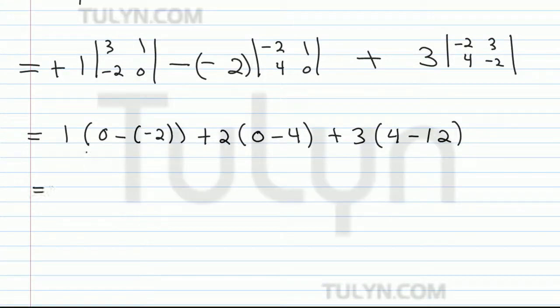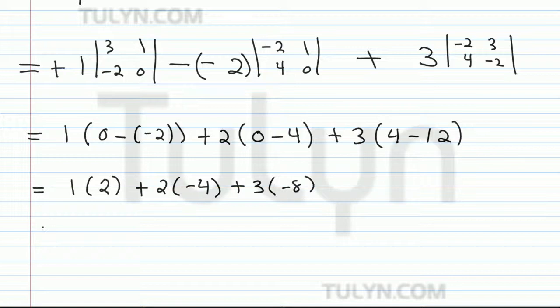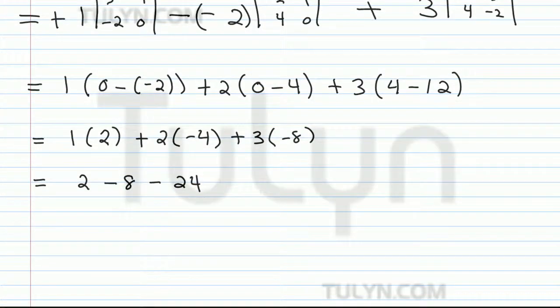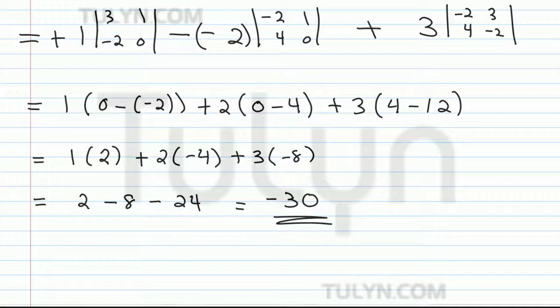Great. So let's simplify further. We've got 1 times 0 minus negative 2, which is the same thing as positive 2, plus 2 times negative 4, plus 3 times 4 minus 12, which is negative 8. So we have 2 minus 8 minus 24, which is the same thing as 24 minus 6, which is negative 30. As you see, expanding by any row or any column using the method of minors, you should get the same determinant. It doesn't matter which one you pick, and that's good news for us.